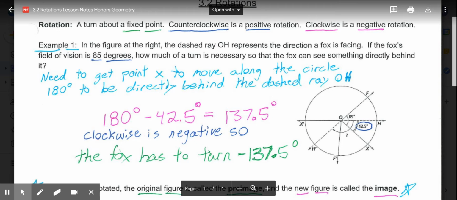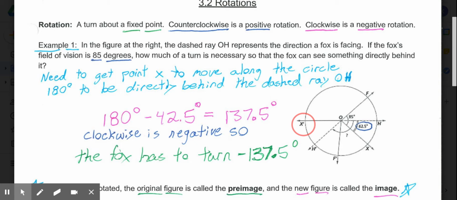So what we need to think about is we need to move point X here along the circle to be directly 180 degrees behind the fox. So we're moving X from here all the way here so it's behind the fox.